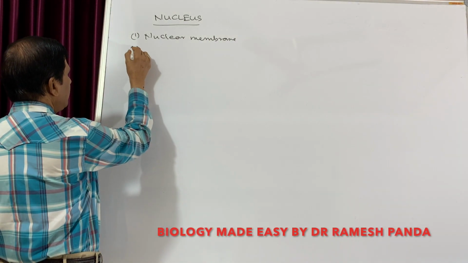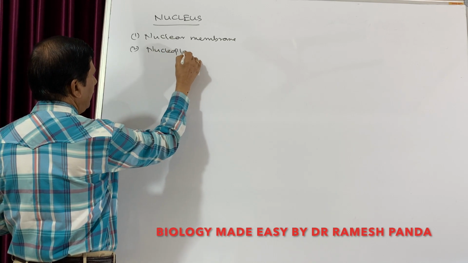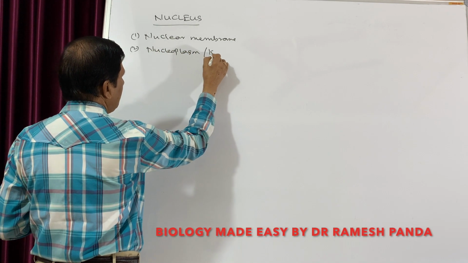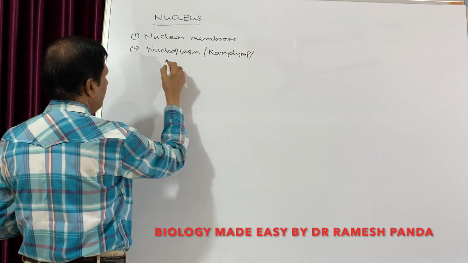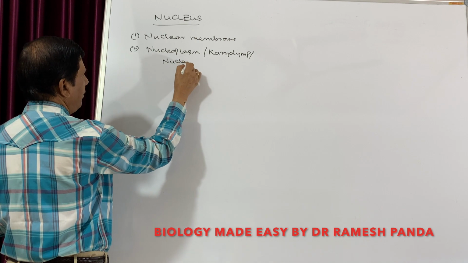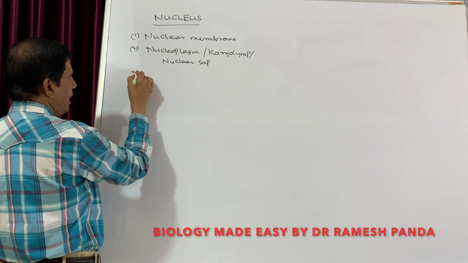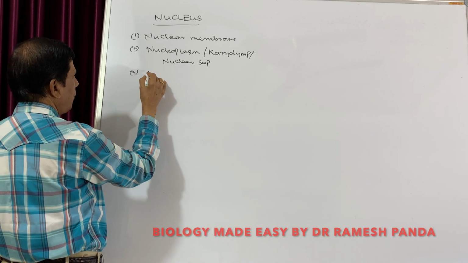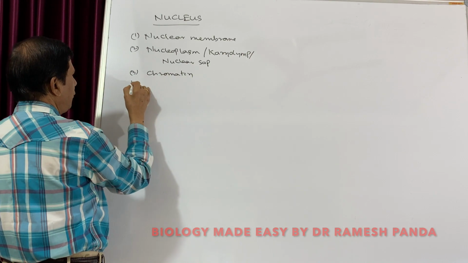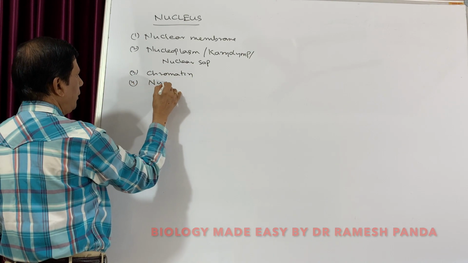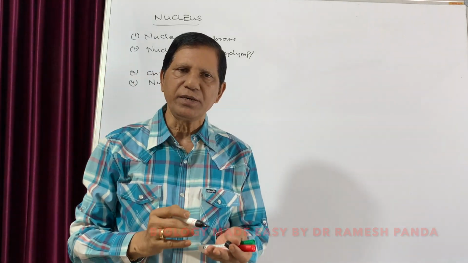Today we will discuss the second part, the nucleoplasm, which is also known as karyosome, or nuclear sap. The third one is chromatin, and the fourth is the nucleolus. These are the four parts of the nucleus.